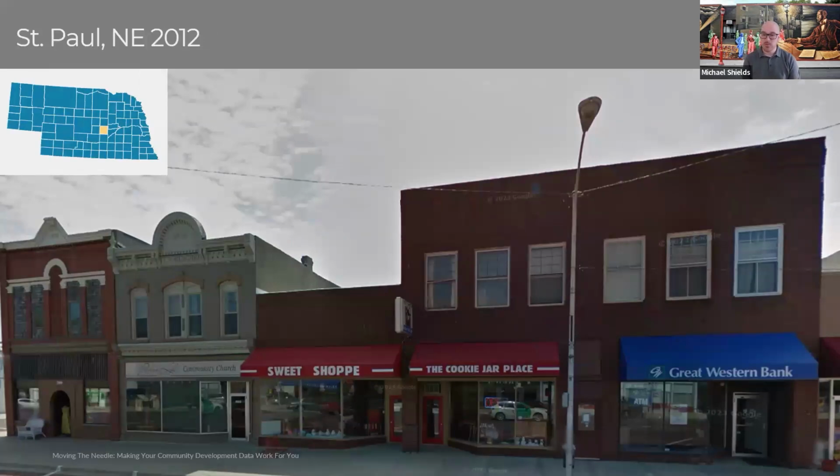They're always the same. They've been that way for 100 years. But you can even kind of see how major shifts cause small changes in places as well. So this is St. Paul, Nebraska in 2012.